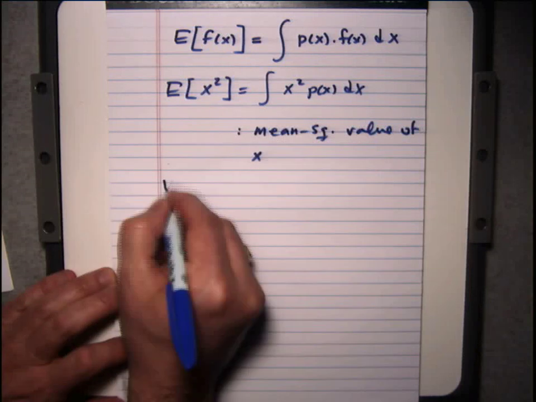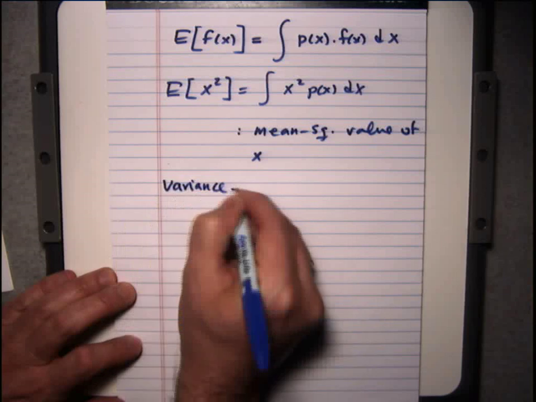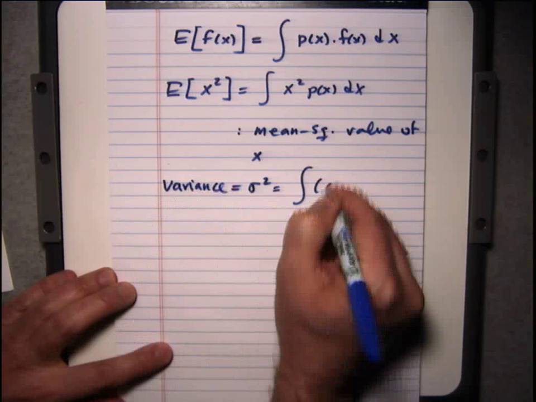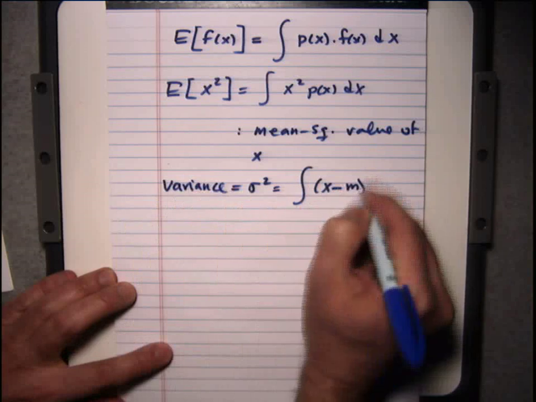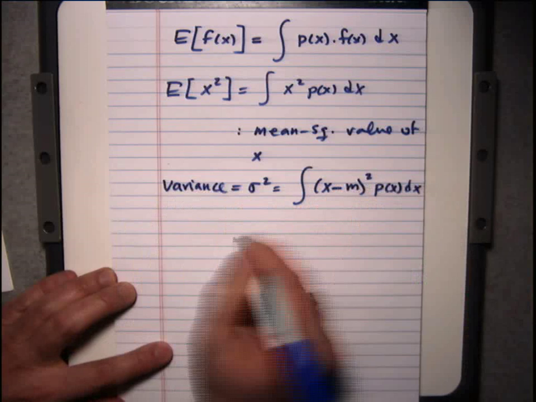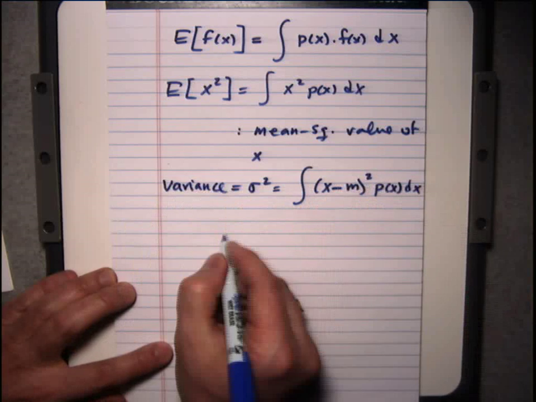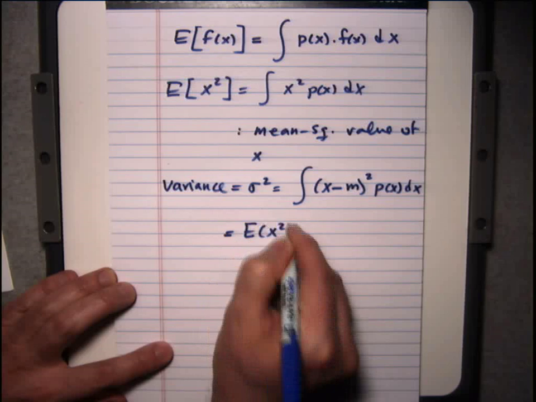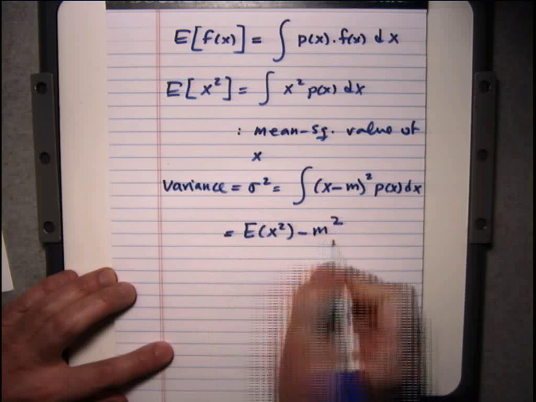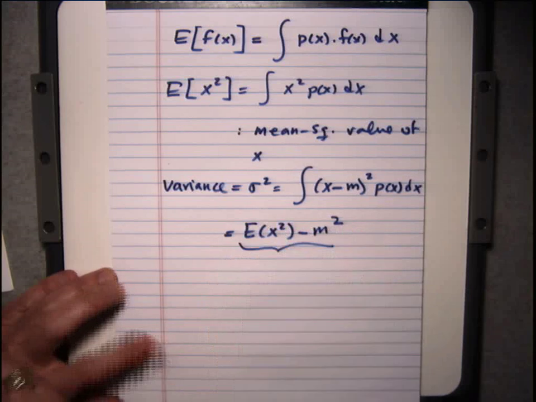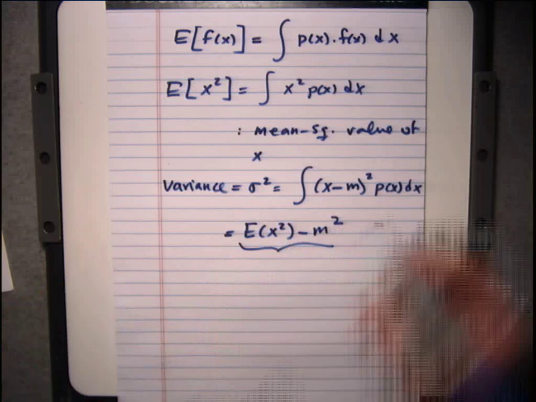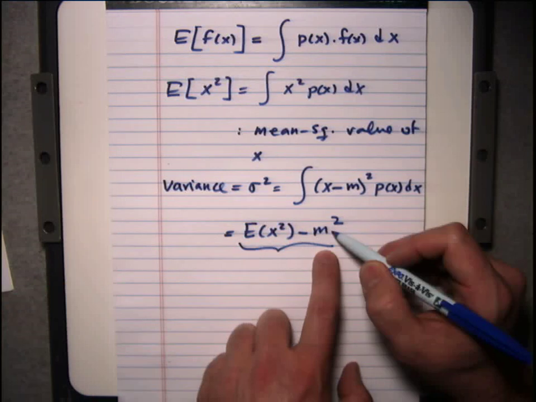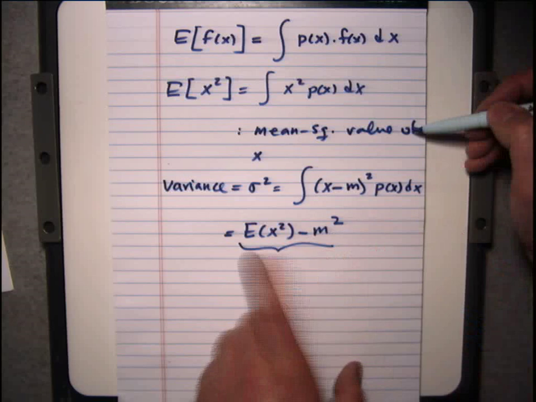The variance of a random variable, which we denote by sigma squared, is the integral of x minus the mean squared times p of x dx. Now if you expand this out, you get the expected value of x squared minus the square of the mean. And this is the variance. Okay, so if the mean happens to be 0, then the mean squared value and the variance are the same.